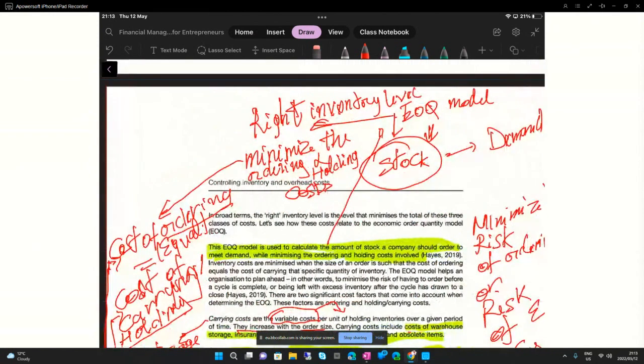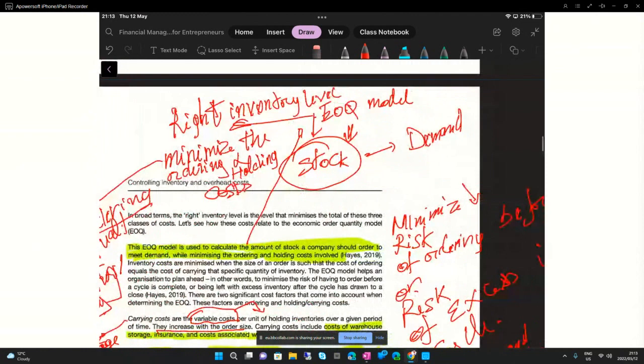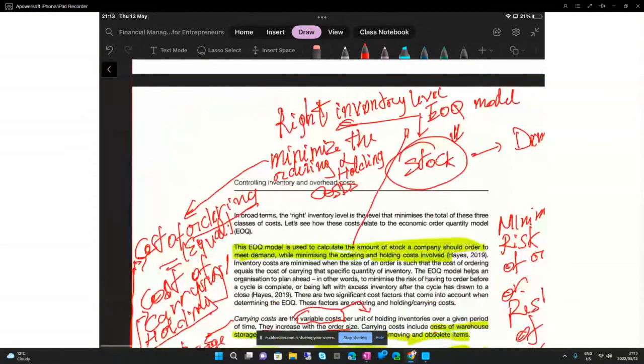But to make it simple, we need stock because we have a particular demand, but we can't just be holding stocks for the sake of holding stocks. We need to find an ideal level where we are minimizing the ordering cost and the holding costs. So that is quite important.